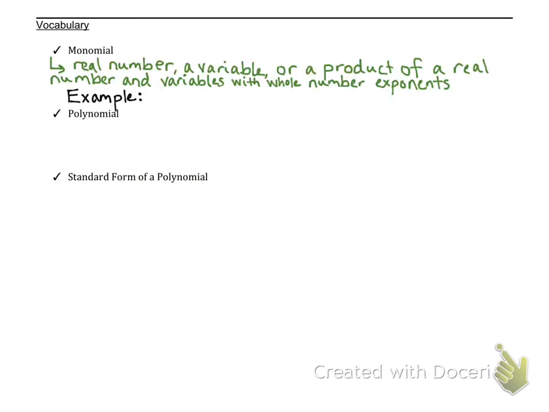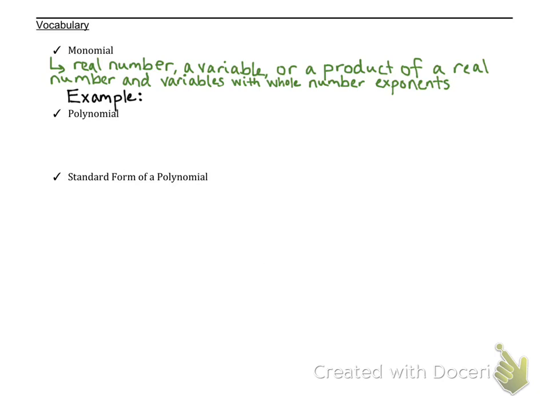Now let's get into adding and subtracting polynomials. First, let's start with some vocabulary. First of all, what is a monomial? A monomial is a real number, a variable, or a product of a real number and variables with whole number exponents. So let me give you some examples so that you understand what a monomial is.